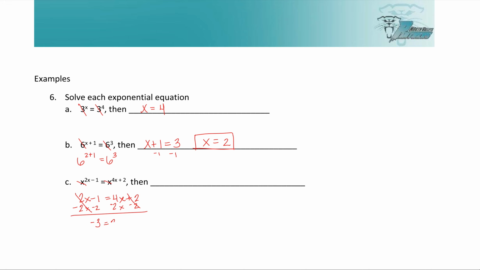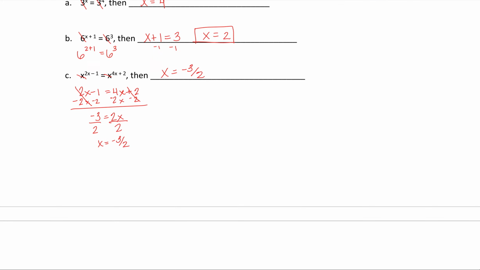4x minus 2x is a 2x. Solve that. Divide by 2. And I end up with just x equals -3/2. So x equals -3 over 2. And that's my final solution. Again, you can take it and plug it back in. And of course, you should be able to see that you get the same answer.